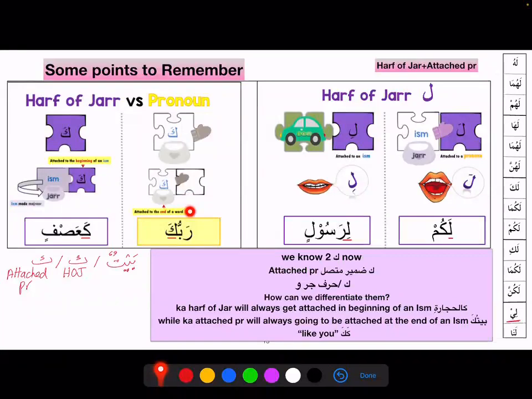One more time, I'm going to repeat. The attached pronoun ka is always going to get attached at the end of the ism. And this harfu jar kaf is always going to be in the beginning. Okay, easy? You guys get it? Okay.